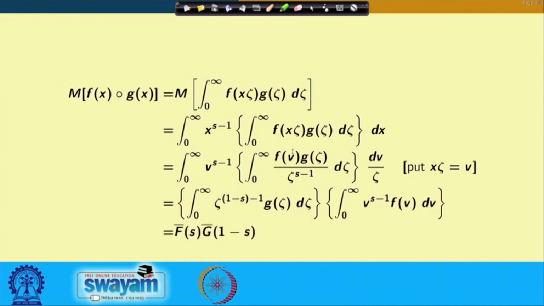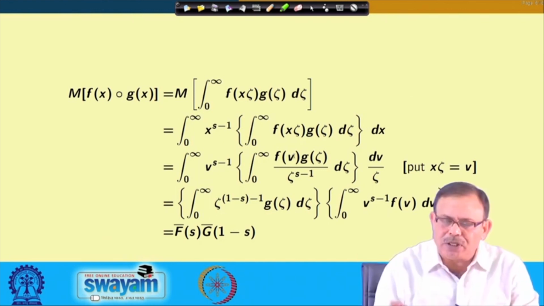So, the first integral is nothing but g bar of 1 minus s, that is, the first integral, 0 to infinity eta to the power 1 minus s minus 1 into g of eta d eta, is g bar of 1 minus s, whereas the second integral, 0 to infinity v to the power s minus 1 into f of v dv, is nothing but f bar of s. So, the Mellin transform of the convolution of two functions f(x) and g(x) equals f bar of s into g bar of 1 minus s.